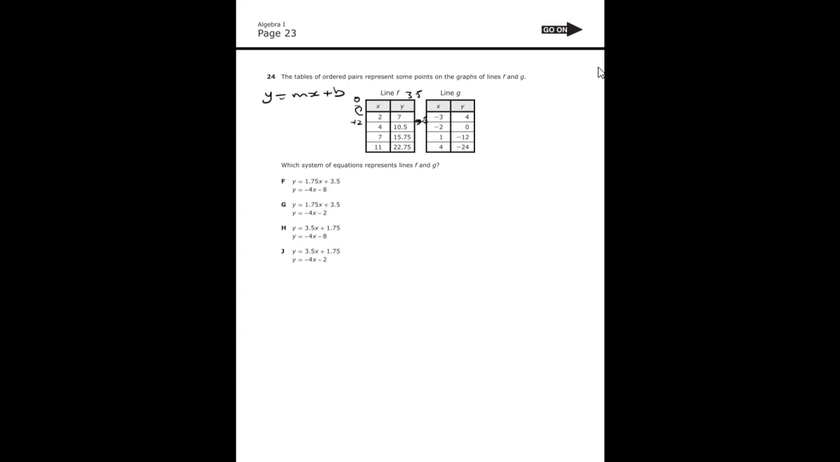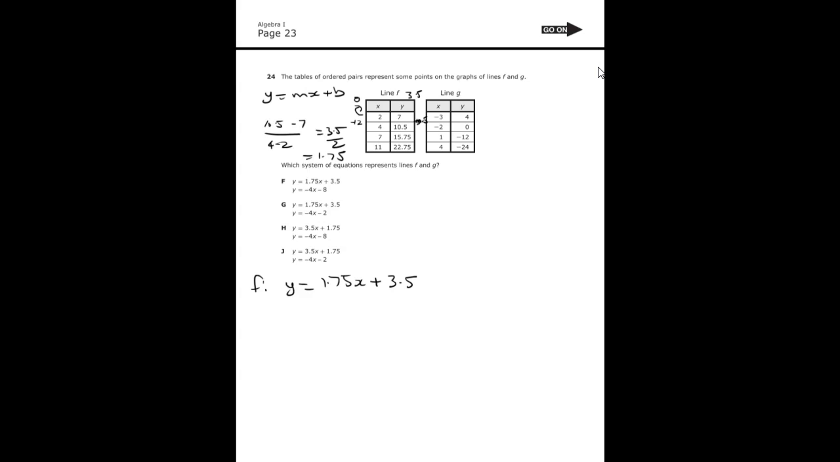So I'm going to see here that then I'll go ahead and find my slope. My slope here is going to be y2 minus y1. So 10.5 minus 7 divided by 4 minus 2. So this is 3.5 over 2 and this is 1.75. So for line F, we're going to have y equal to 1.75x plus 3.5.